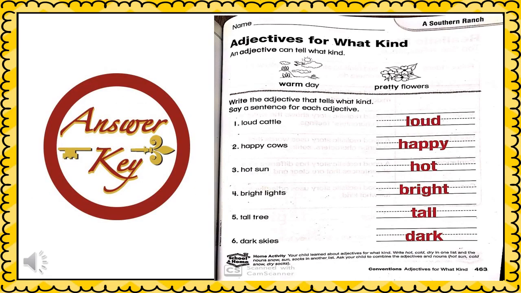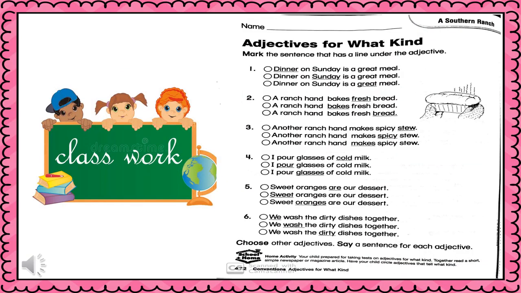Here's the answer key for the page. Check your answers, please. We have one more page for adjectives for what kind. Open page 472, please. Mark the sentence that has a line under the adjective. You have 3 options in every question. You're going to mark the option that has a line under the adjective.